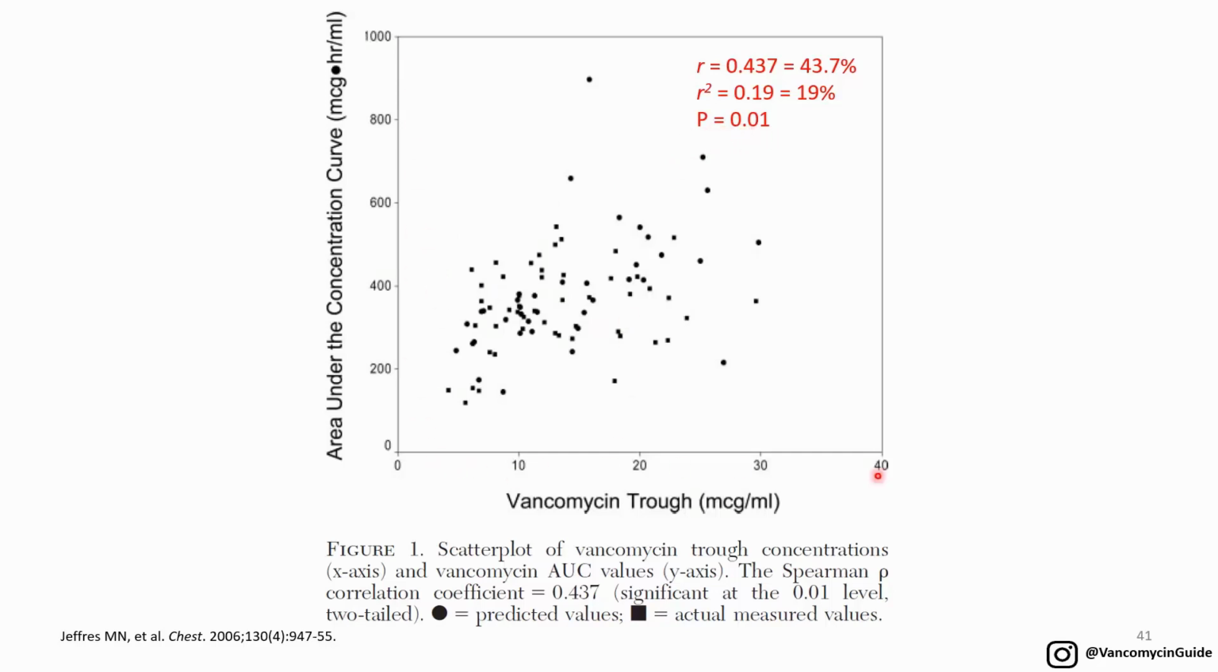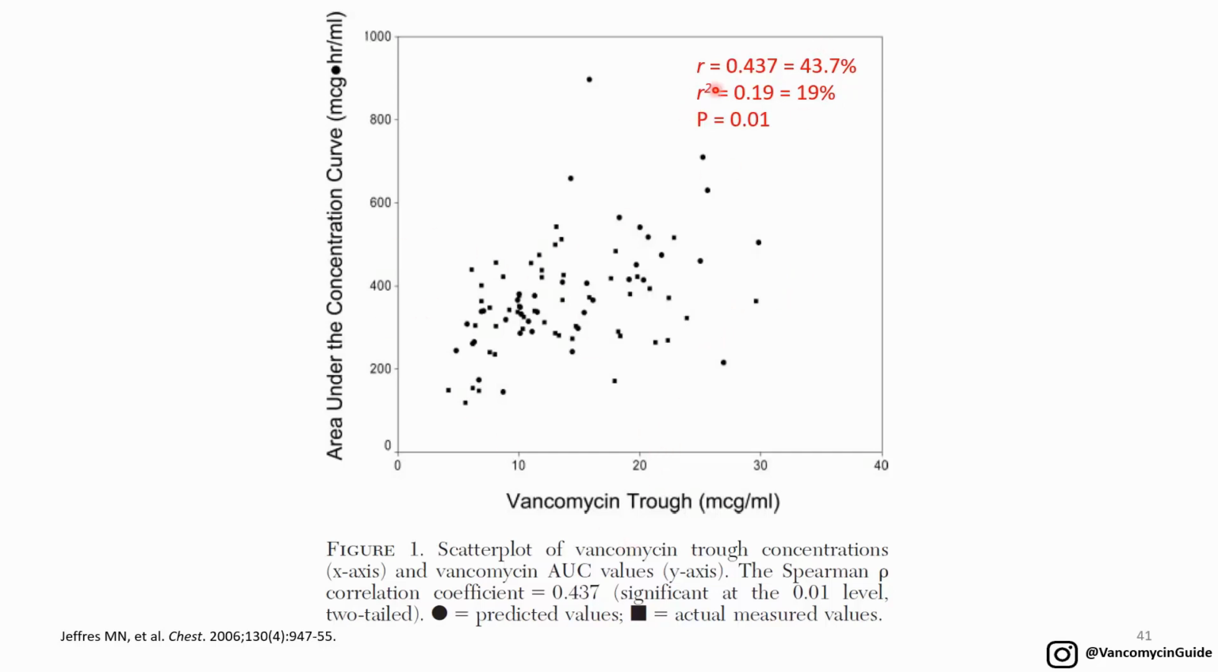So in this graph, on the horizontal axis, we're looking at the vancomycin trough, and on the vertical axis we're looking at AUC, and here you have a scatter plot, and then you can actually get a Spearman P and correlation coefficient. So the correlation coefficient, or R, is 0.43, which means there's a 43, or let's say a 44% correlation between trough and AUC, which is horrible. That's worse than a coin flip. So there's only a 0.43 correlation between trough and AUC.